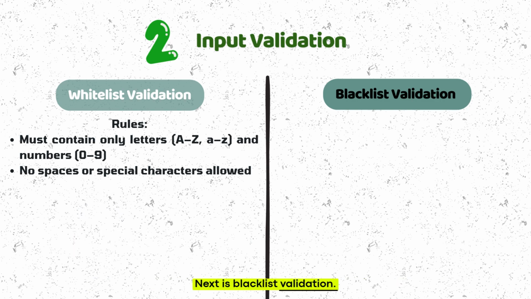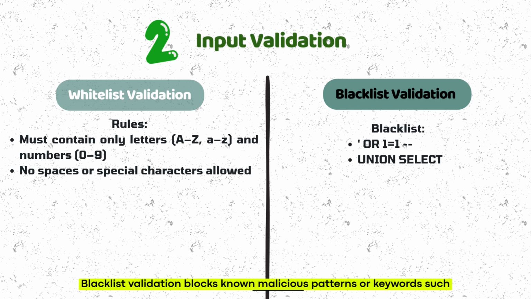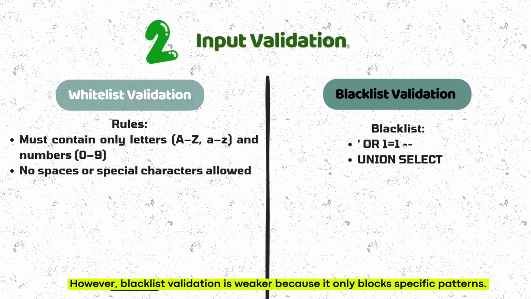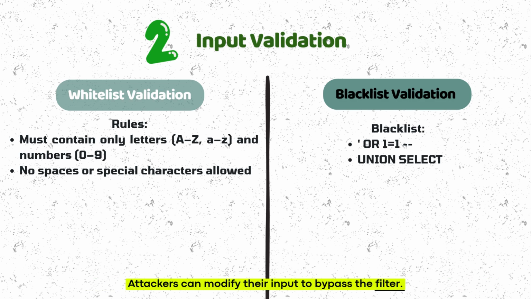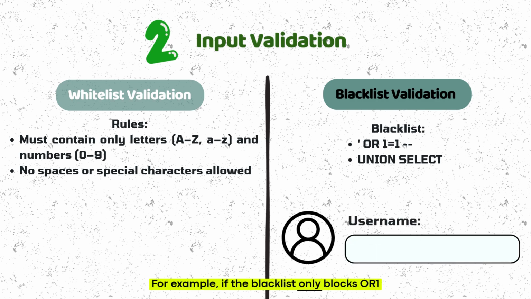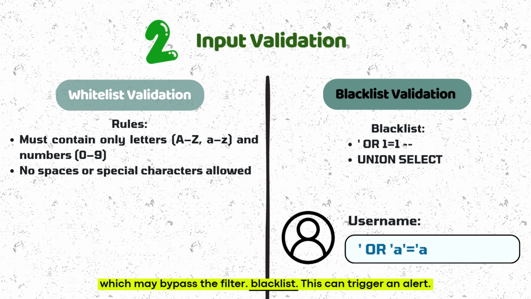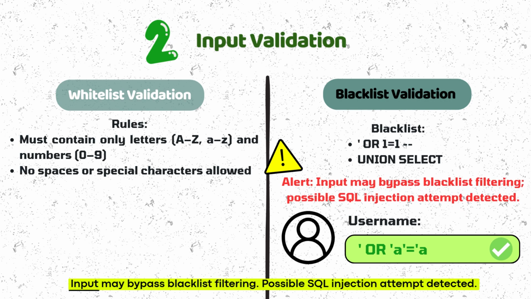Next is blacklist validation. Blacklist validation blocks known malicious patterns or keywords, such as OR 1=1 and UNION SELECT. However, blacklist validation is weaker because it only blocks specific patterns. Attackers can modify their input to bypass the filter. For example, if the blacklist only blocks OR 1=1, an attacker may enter OR 'a'='a', which may bypass the blacklist. This can trigger an alert. Input may bypass blacklist filtering. Possible SQL injection attempt detected.